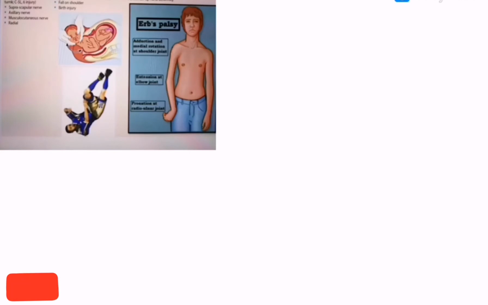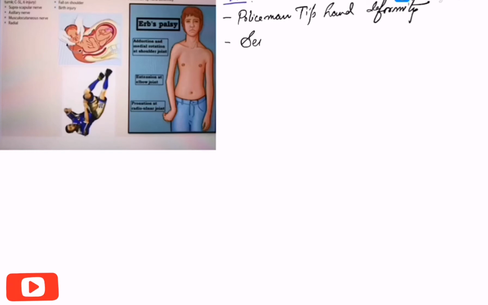So what are the clinical features of Erb's palsy? Erb's palsy clinical features. Number 1, policeman tip hand deformity. Number 2, sensory loss in the lateral aspect of the upper limb. Now, some part gets anesthetized, and which part? Let's see.